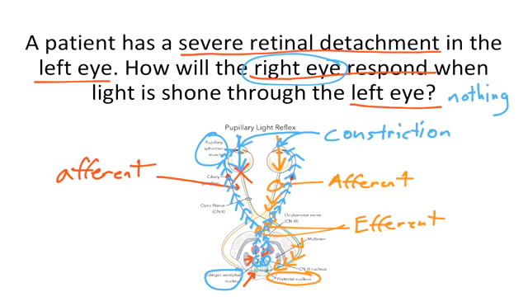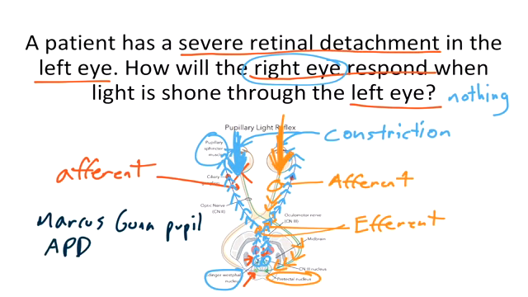So what we've decided is that if you shine light into the right eye, both eyes will constrict. But if you shine light into the left eye, the eye with the retinal detachment, neither eye will constrict. A name for this syndrome is Marcus Gunn pupil, or an afferent pupillary defect, APD.